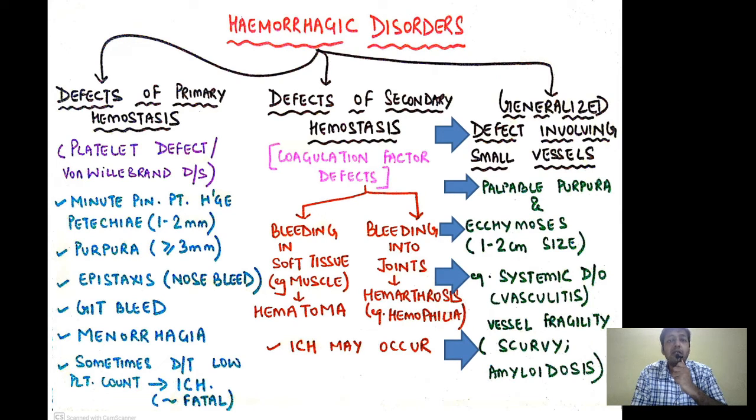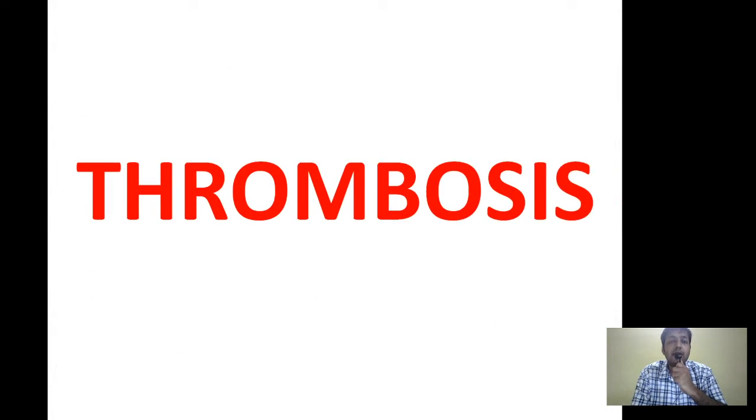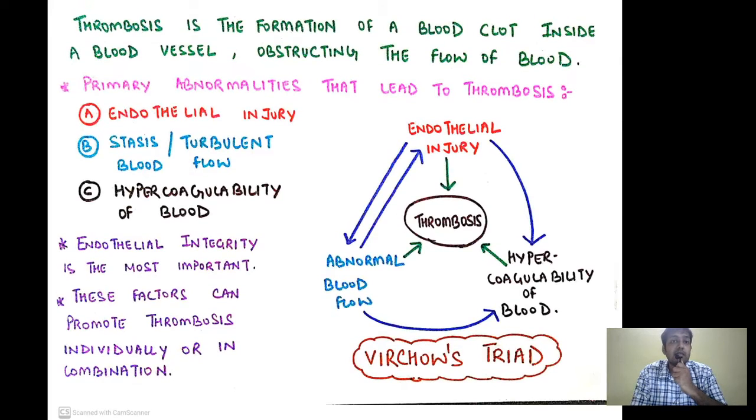So these are the three main types of hemorrhagic disorders, and we will read about them in details when we read about the bleeding disorders in hematology. Now let us come to today's important topic, that is thrombosis. So what is thrombosis? It is the formation of a blood clot inside a blood vessel, obstructing the blood flow. Okay, obstructing the flow of blood.